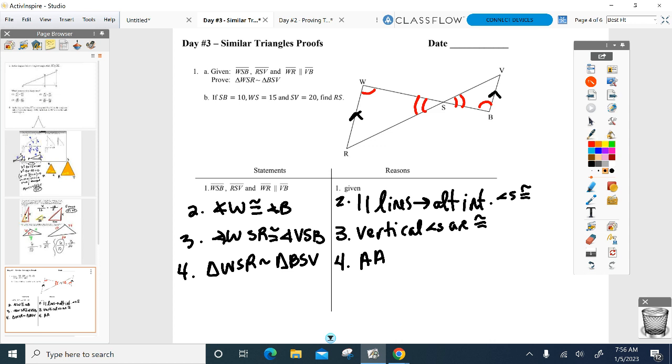And then part B. All right, now that we know they're similar, SB is 10, WS is 15, SV is 20, RS, what is it? This is not part of the proof. This is just a little algebra afterwards.